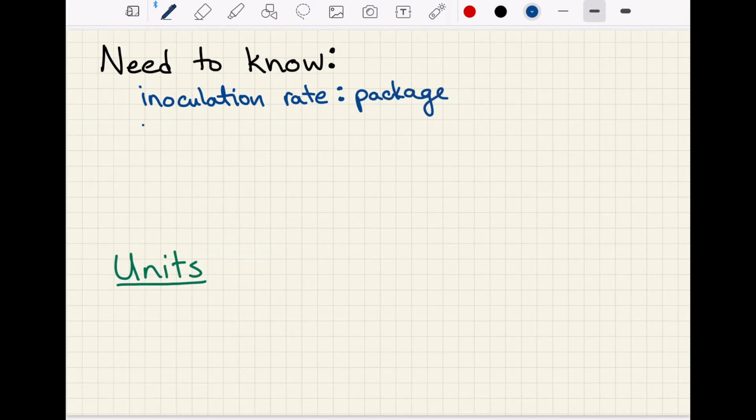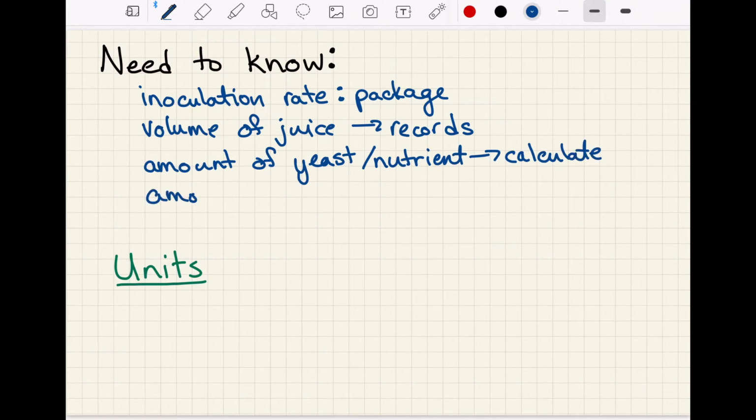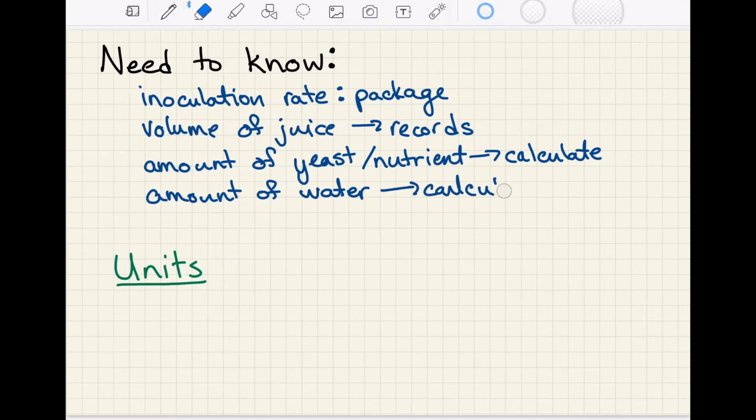You also want to know the volume of juice, and that you are going to get from your records or from the volume that you read off of the side of the tank. We are going to want to know the amount of yeast or nutrient that we need to weigh out, and that is exactly what we're going to be calculating. And when we weigh out that yeast and nutrient, we want to know how much water we are going to put that in before we pitch it into the juice. So that is also what we're going to calculate today.